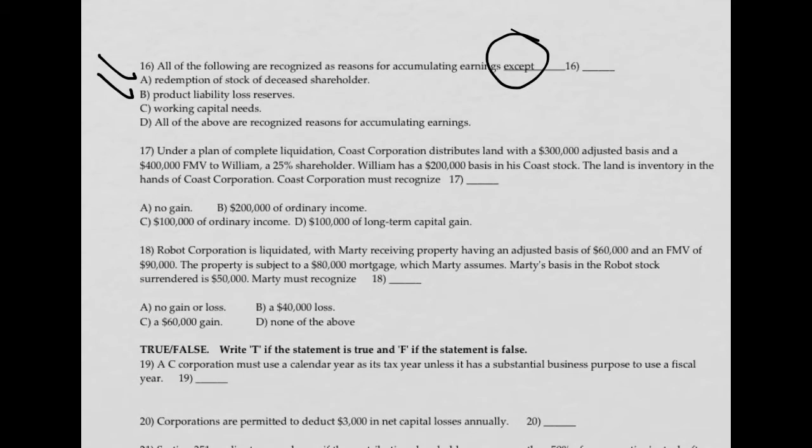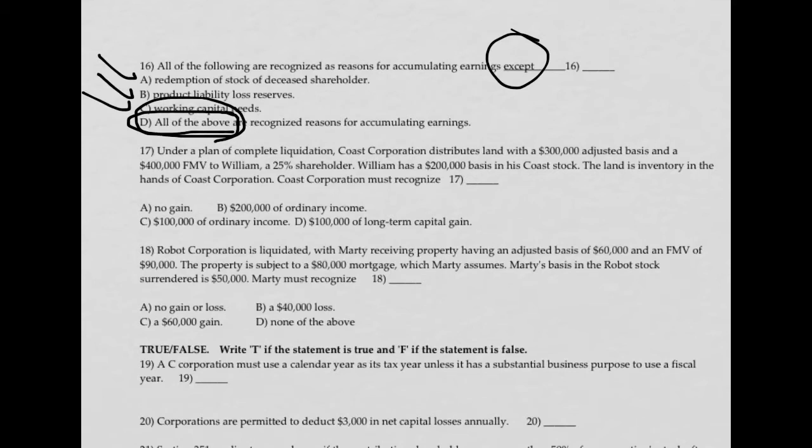They just need to be valid reasons for accumulating earnings above the limit and not being subject to the accumulated earnings tax, because it could be reasonable that we might need the extra money. Working capital needs, that's certainly reasonable. So all of the above becomes the correct answer in number 16, because they're all good reasons for accumulating earnings. Whether the IRS buys it, that's a different story, but usually you don't have to have a whole lot of proof. You just have to have good reasoning under a plan, and it has to be legitimate. You can't make it up.